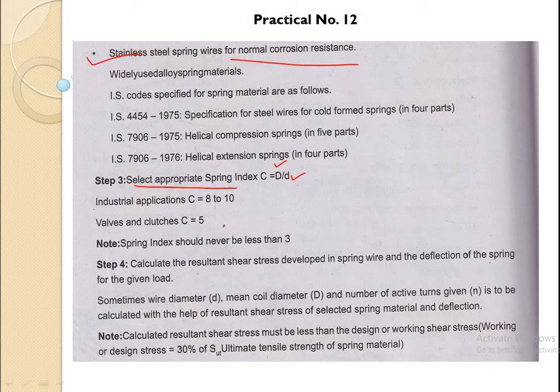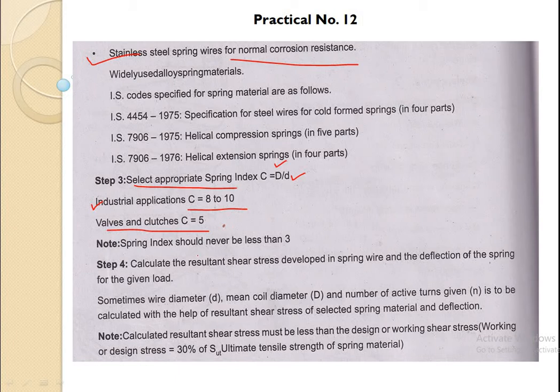Now how we can choose? If it is an industrial application, then we can go for the 8 to 10 spring index, and if it is valves and clutches, then we can go for the spring index as 5. Now depending upon for which application we are actually designing that spring, we can go for the spring index. If it is an industrial application, then you can choose a spring index of 8 to 10. If it is valves and clutches, then you can choose the spring index of 5.